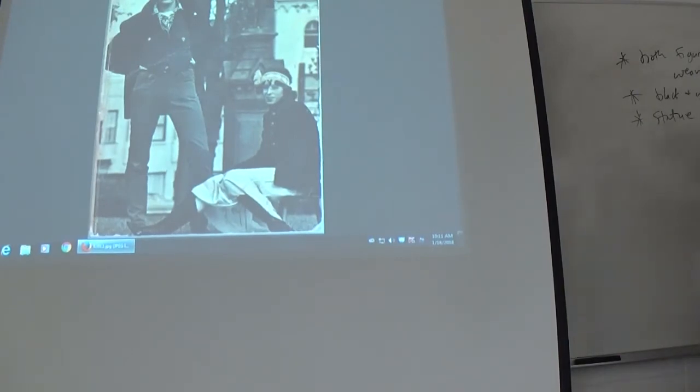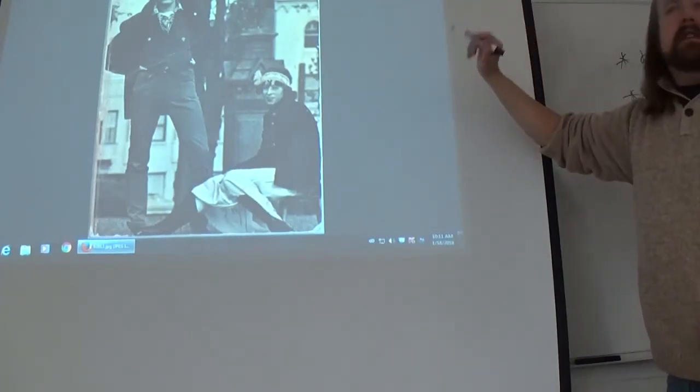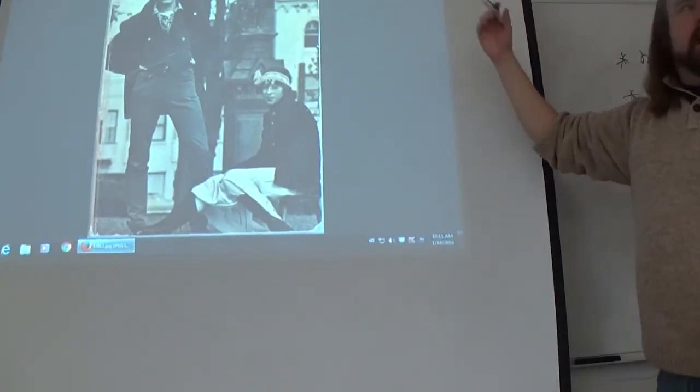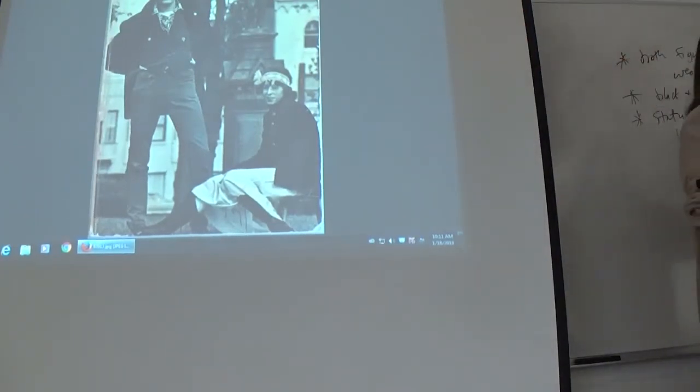It might also help if we think about where the statue is behind them. Is it behind and level? Is it behind and above? That's higher. Yeah, behind and above, right? All right. Good. Keep going.